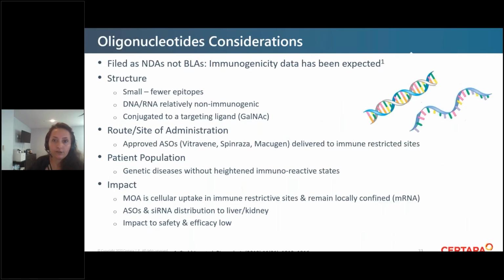Oligonucleotides are still required to have an ADA assay and immunogenicity assessment. They tend not to be very immunogenic, and a lot of times they're delivered to immune-restricted sites, say like Macugen, but they're still required. You're still required to have some kind of immunogenicity assessment for oligos.